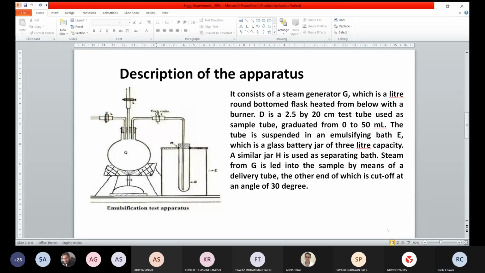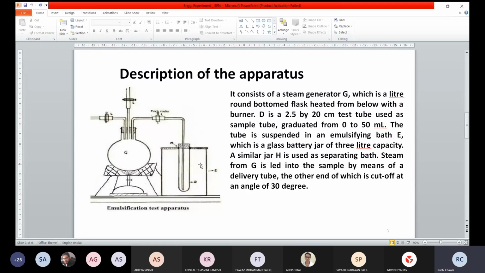And in the figure, you can see a number of cocks which are present to regulate the speed, or you can say the entry of the incoming steam into the oil. You can control the speed. The valves are present, but no such specification you will see in the experimental setup that you are actually supposed to perform in the laboratory.